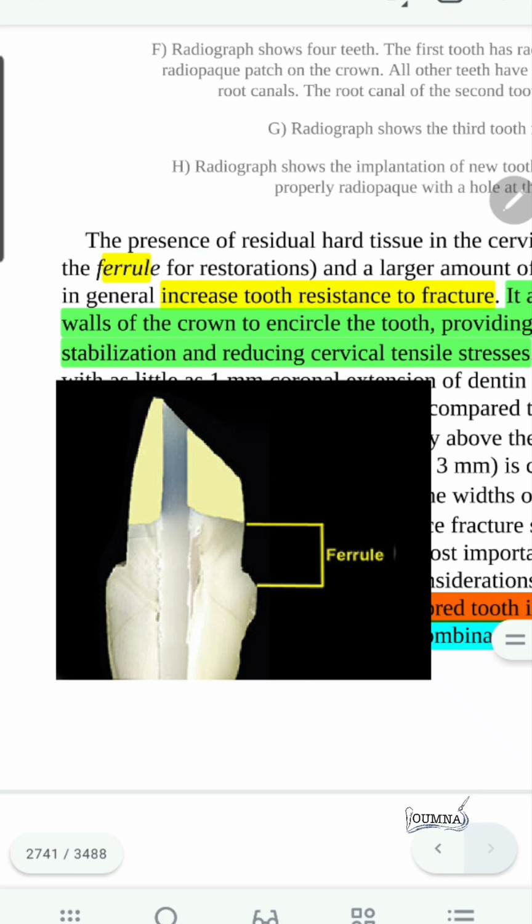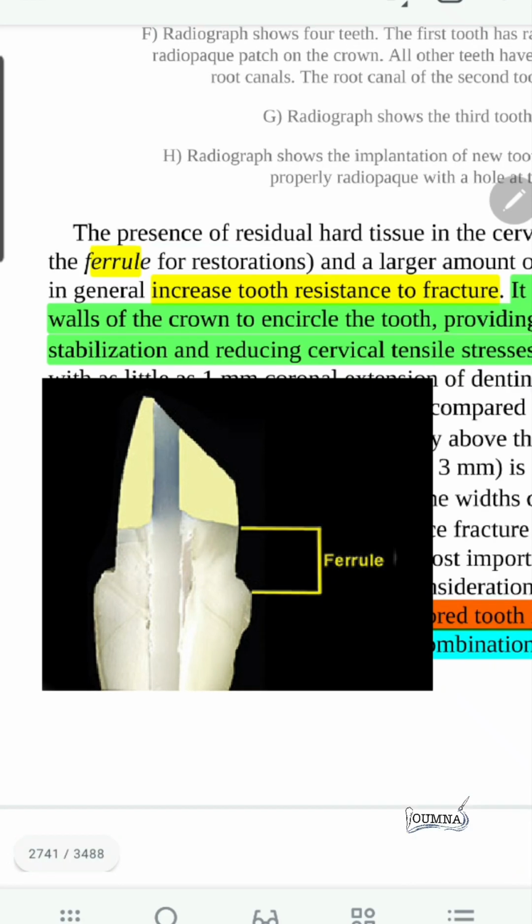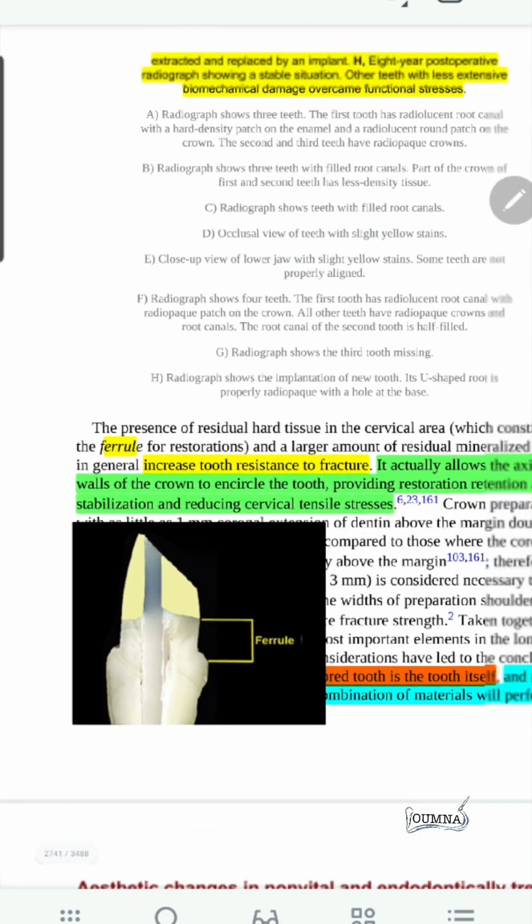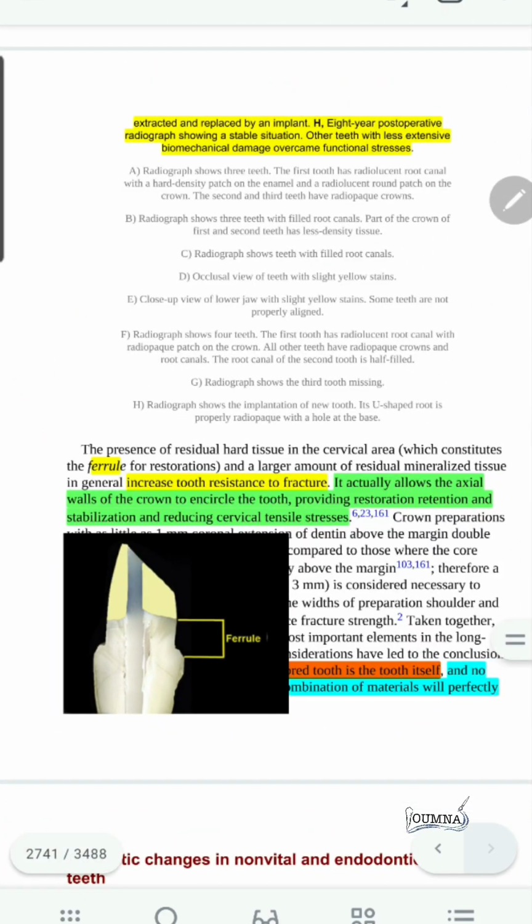So if we do not have this, in some cases we do what is called the lengthening of the crown to get this ferrule. And what is the importance of it? They are saying that it allows the axial walls of the crown to encircle the tooth, providing restoration retention, stabilization, and reducing the cervical tensile stresses.